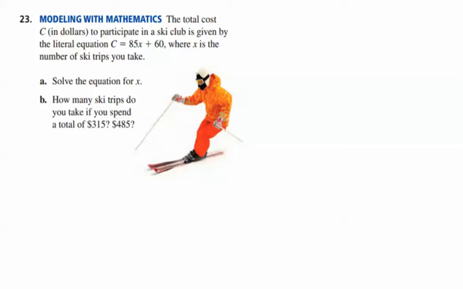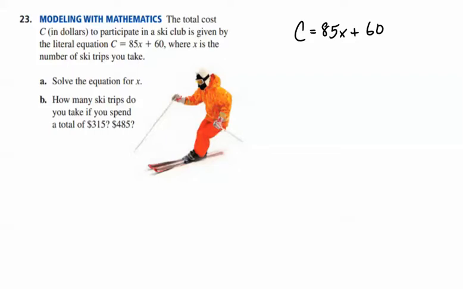Okay, in number 23, we begin to look at some of the word problems in Chapter 1, Section 5. The total cost, C, in dollars, to participate in a ski club is given by the literal equation C is equal to 85x plus 60, where x is the number of ski trips you take.